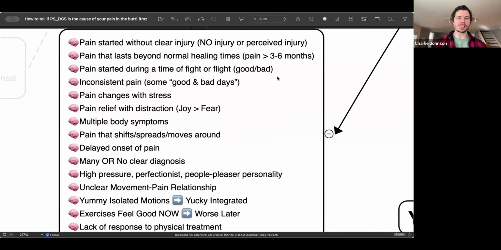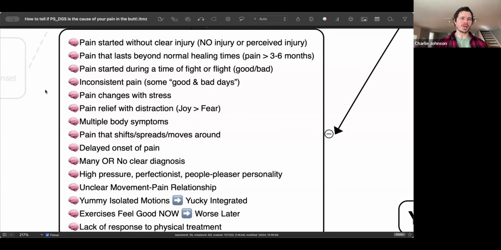Is your pain inconsistent? Do you have some good days or bad days? Now, problems within the body can create pain that varies. We'll talk about that again in a moment. But do you have no reason for why you have some good days and bad days? It's just kind of all over the place. Is it weird? If it's weird, it might be wired.